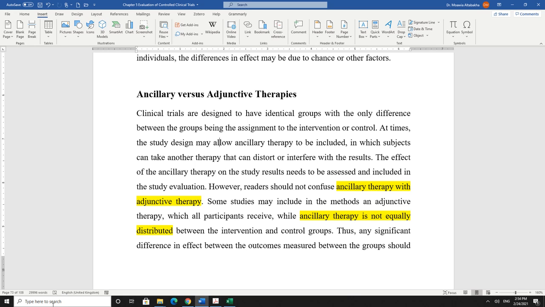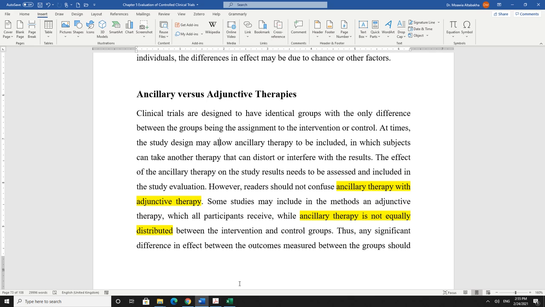Okay? So even though the diet also contributes to lowering cholesterol if they use the right diet, the good thing is that both groups are using this diet in the same way. That's why any differences, as I said, will be because of the drug. We call this adjunctive therapy. An adjunctive therapy is distributed equally among the two groups. So this diet was an adjunctive therapy.